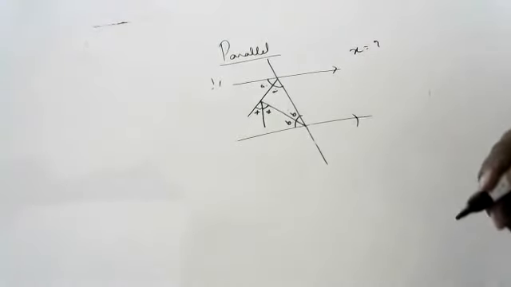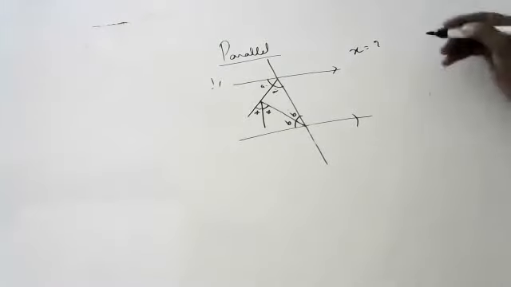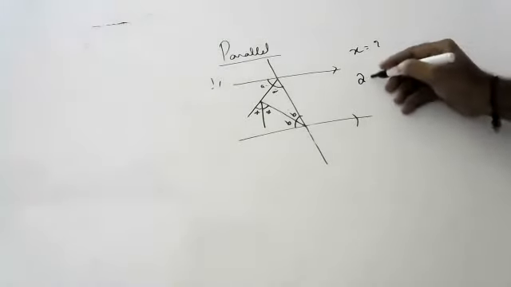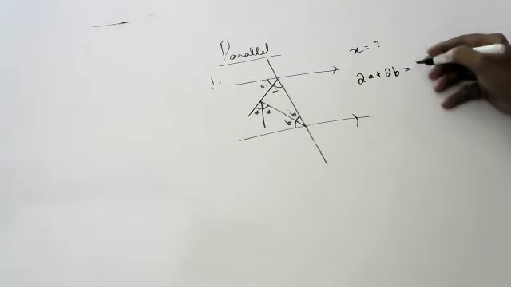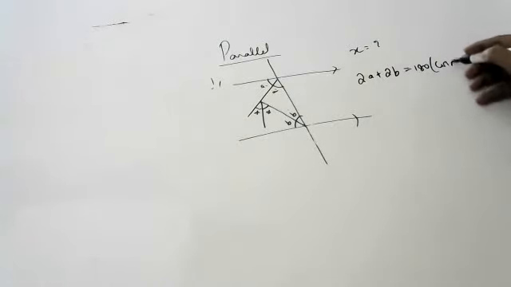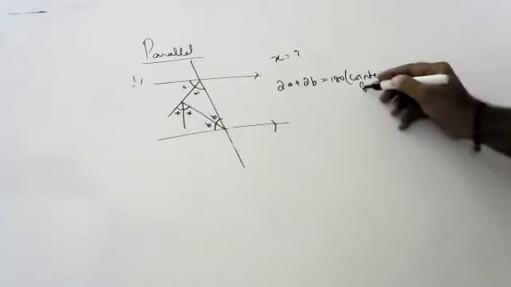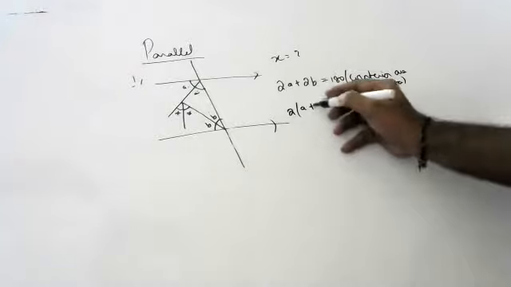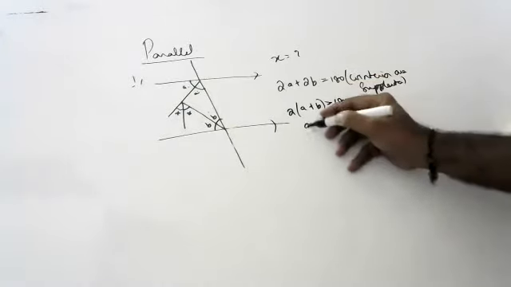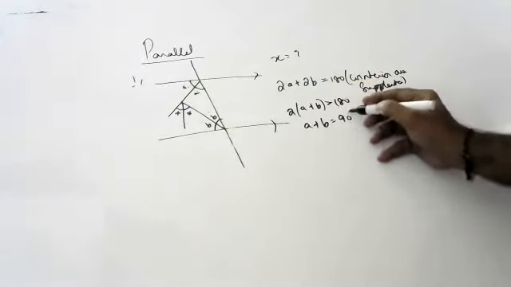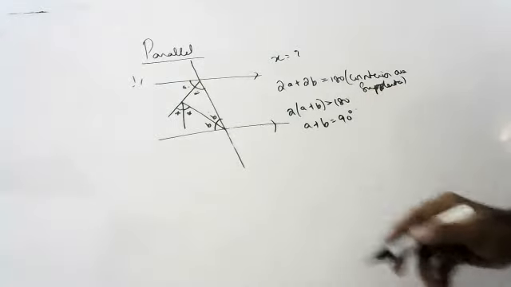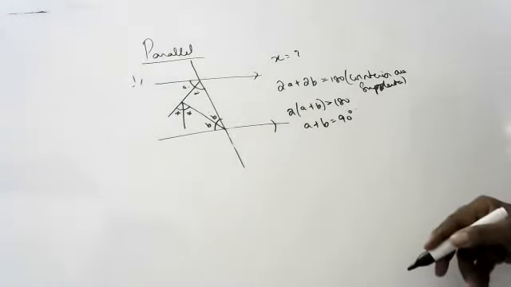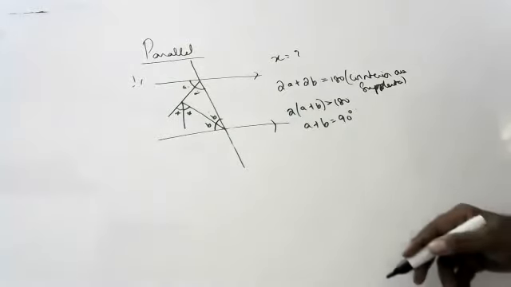First Vedant will tell. Vedant, can you tell? Sir, we know that 2a plus 2b is 180 degrees, co-interior angles. Co-interior angles are supplementary. Now, inside triangle AXB, a plus b is equal to 90 degrees. And that leaves the third angle also 90 degrees. So 90 degrees plus 2x will be 180 degrees because a linear pair is supplementary.